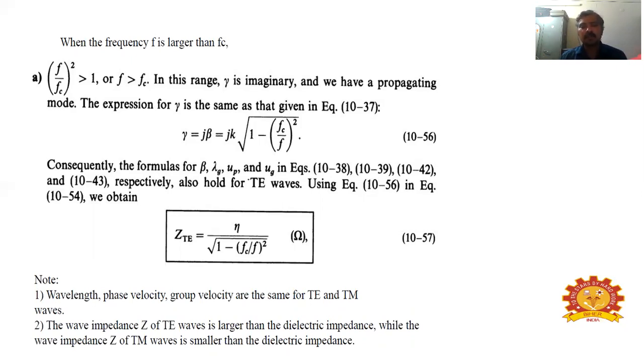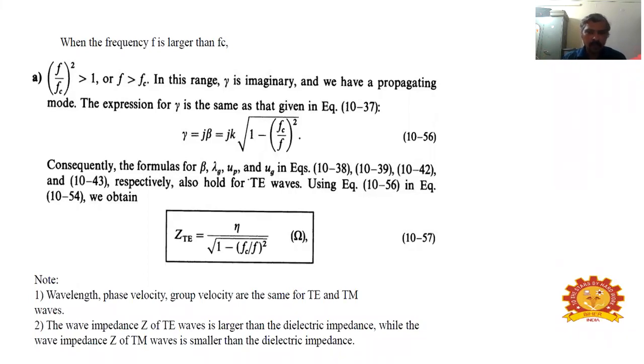for transverse electric waves. And now you see that Z of TE is equal to eta divided by root of 1 minus (fc by f) whole squared, fc being the cutoff frequency. Now we do have some notable points here. The first one being that wavelength, phase velocity, and group velocity are the same for TE and TM waves, where phase velocity is up, group velocity is ug, and wavelength is lambda g. So you see that the wavelength, phase velocity, and group velocity are the same for these two waves, transverse electric and transverse magnetic waves.